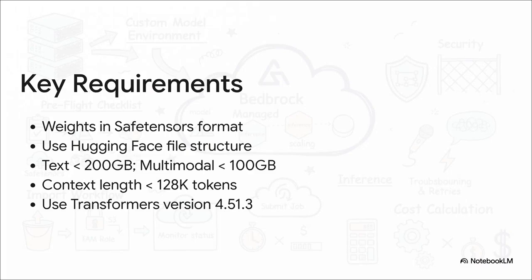Okay, next, there are a few key technical boxes you've got to check. Think of this as making sure your luggage fits the overhead bin. Your model weights need to be in what's called safetensors format. The file structure should be the standard Hugging Face format, and there are some size limits to keep in mind. Oh, and one super specific thing, you need to be using a particular version of the Transformers library. Just double check that one.